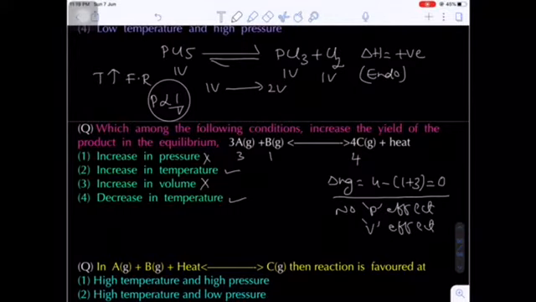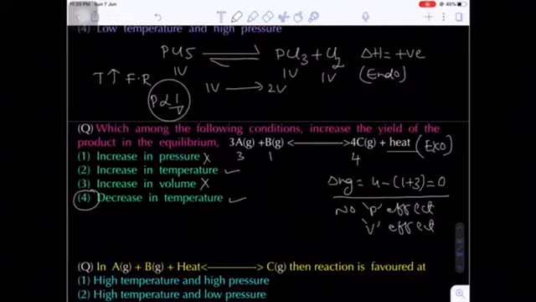Now the system has to move in the right side direction. In the right side direction, heat energy is released, which means this is exothermic. In an exothermic reaction, low temperature is favorable. Decrease in temperature favors the forward reaction. Are you getting my point? Increase in temperature favors the reverse reaction.